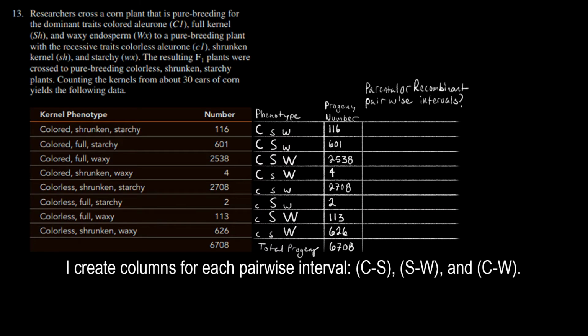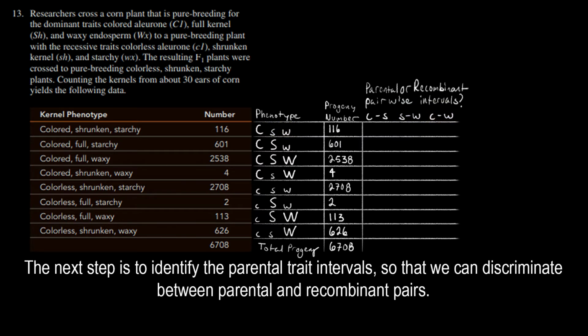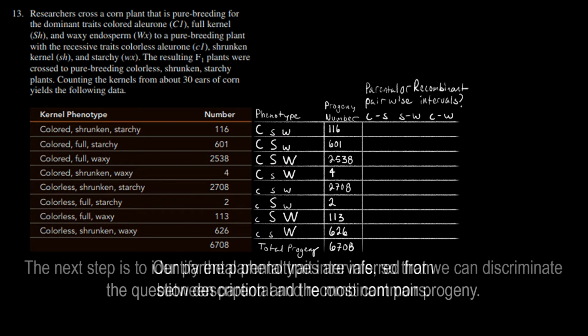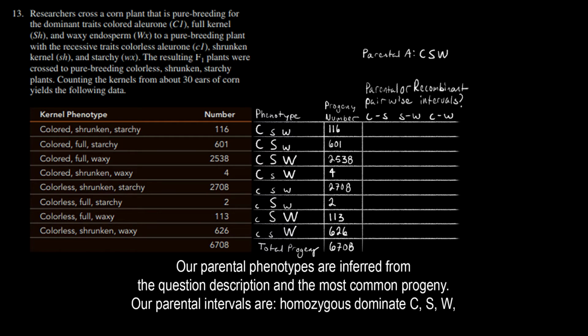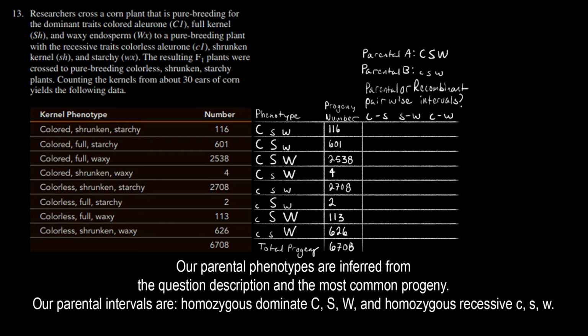I create columns for each pairwise interval, C and S, S and W, and C and W. The next step is to identify the parental trait intervals, so that we can discriminate between parental and recombinant pairs. Our parental phenotypes are inferred from the question description and the most common progeny. Our parental intervals are homozygous dominant, capital C, capital S, and capital W, and homozygous recessive, lowercase c, lowercase s, and lowercase w.